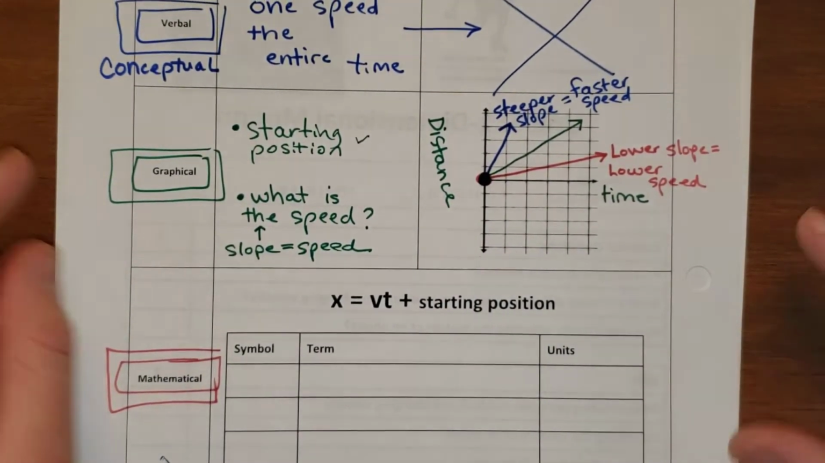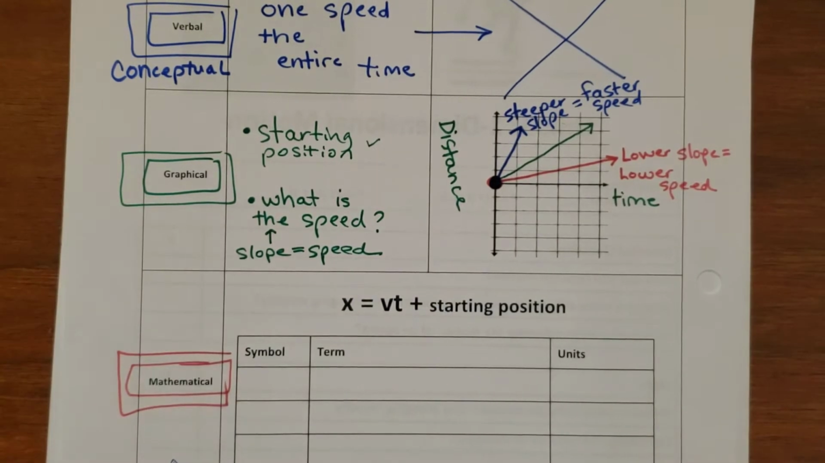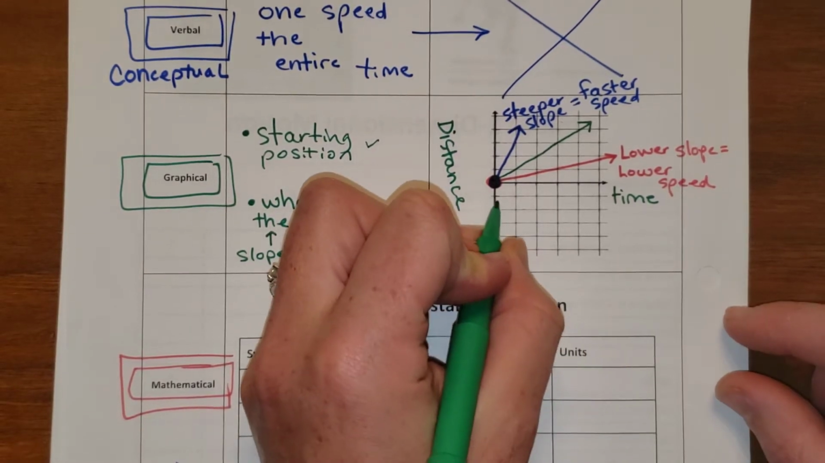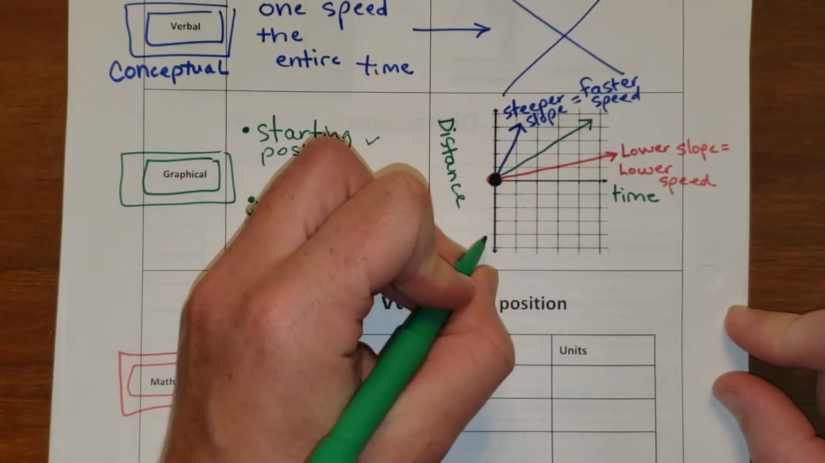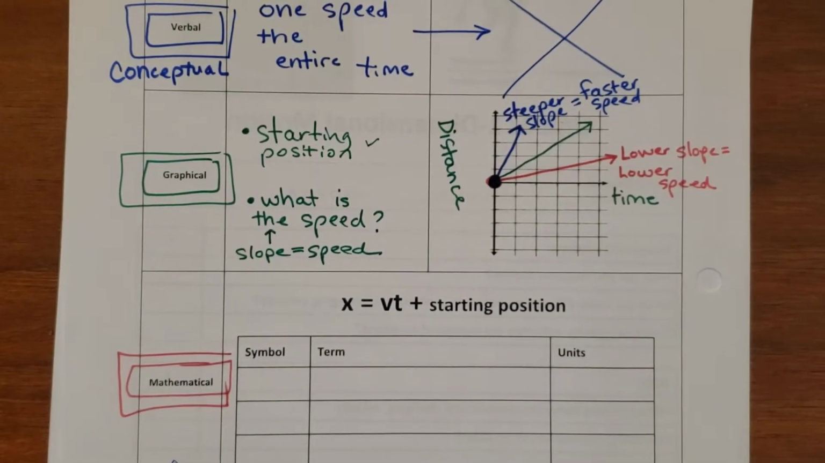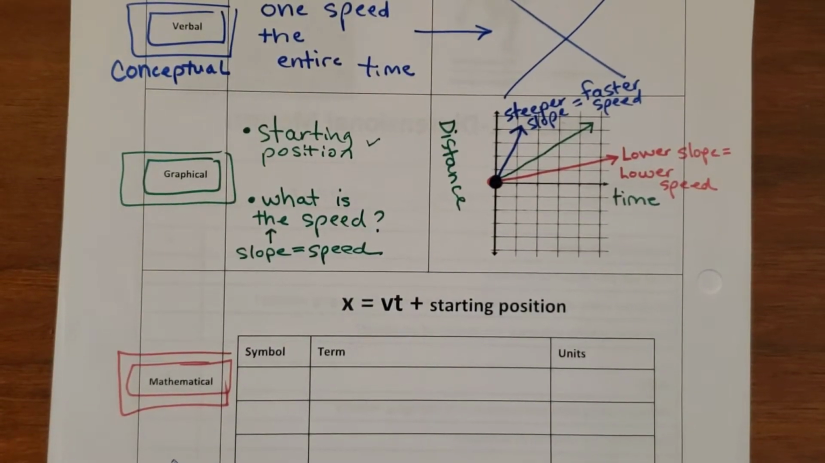All three of these objects have one thing that is similar. Do you see it yet? The thing that is similar is the fact that they all have the same starting position. Same starting position. And I'm going to be a little bit tricky and grab a fourth color pen.